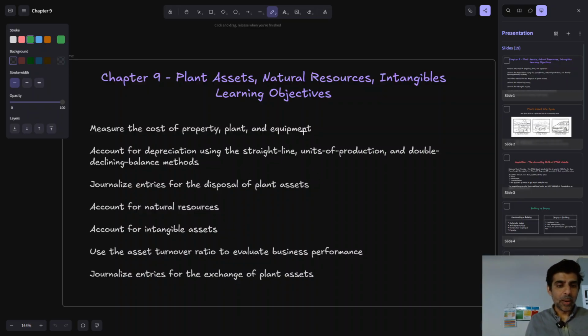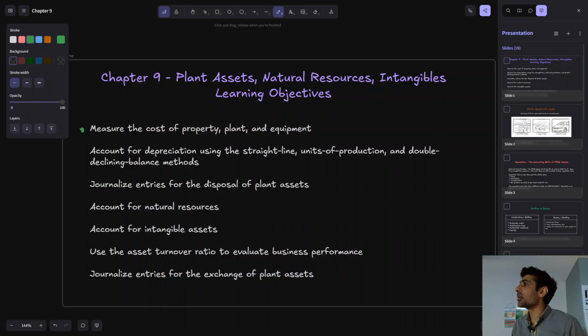Okay, so we've talked about historical cost, right? The historical cost principle. We're going to see now a little more detail on when we acquire a property, plant, or equipment asset, how we calculate the capitalized cost, the total cost that we're going to have on our balance sheet for it when we first acquire it.